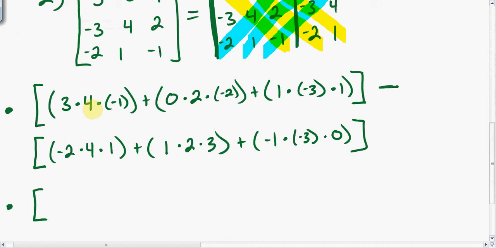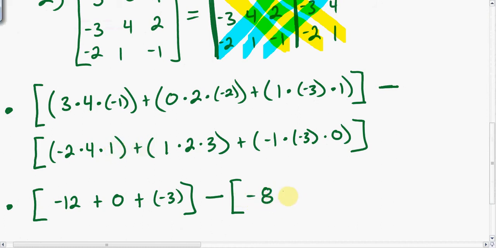So I'll put a bullet point, so we're starting the simplification process. 3 times 4 is 12, times negative 1 is negative 12. We're going to add that to 0 times 2, which is 0, times negative 2, which is still 0. Add that to 1 times negative 3, which is negative 3, times 1, which is still negative 3. Close our brackets, subtract, open brackets, the next. So we got negative 2 times 4 is negative 8, times 1 is negative 8. Add that to 1 times 2, which is 2, times 3 is 6. And add that to negative 1 times negative 3, which is 3, times 0, which is 0.